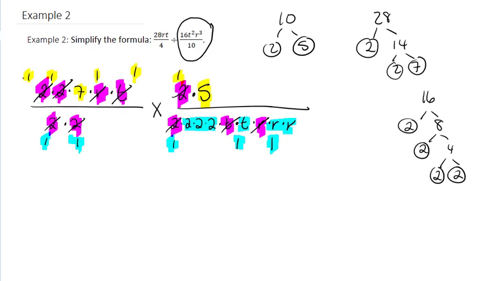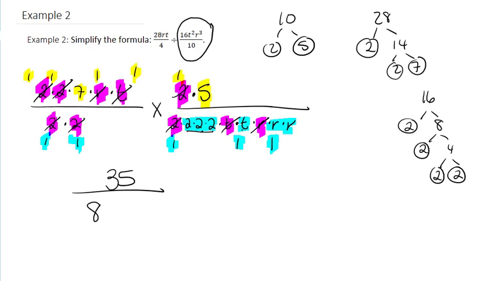So on the top, we got 1 times 1 times 7 times 1 times 1 is 7. And then 7 times 1 is 7 times 5 is 35. So that's 35 on the top. And now on the bottom, we have 1 times 1, so that's 1, 1 times 2 is 2 times 2 is 4 times this next 2 is 8. So then we have 8 on the bottom as our number.